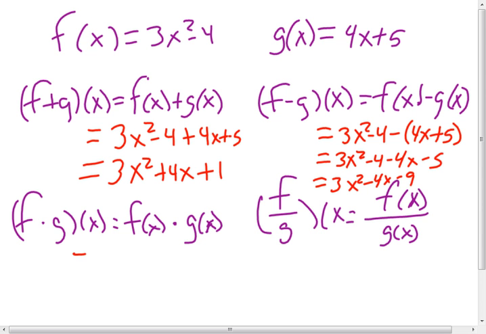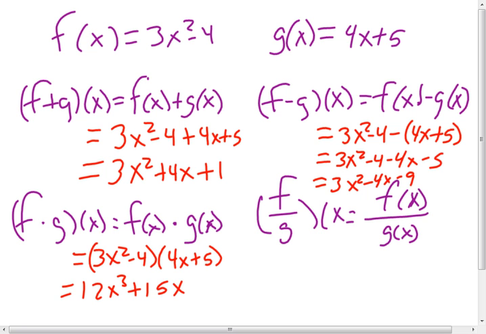Multiplication, f of x is 3x squared minus 4. G of x is 4x plus 5. So in this type of situation, we will FOIL these. The first number would be 12x cubed, and the outer would be plus 15x squared. The inner numbers would be minus 16x, and then the last numbers would be minus 20. Since there's no further simplification there, that would be your answer.